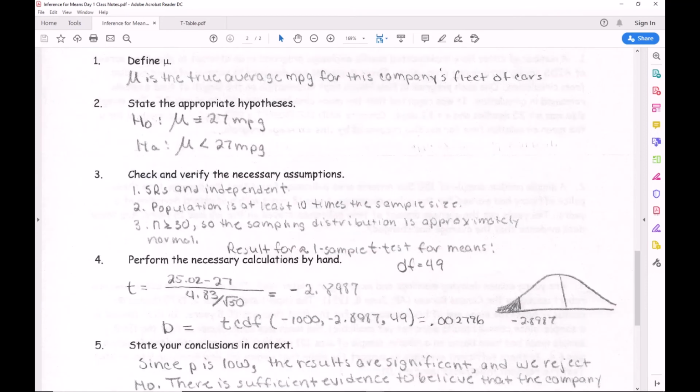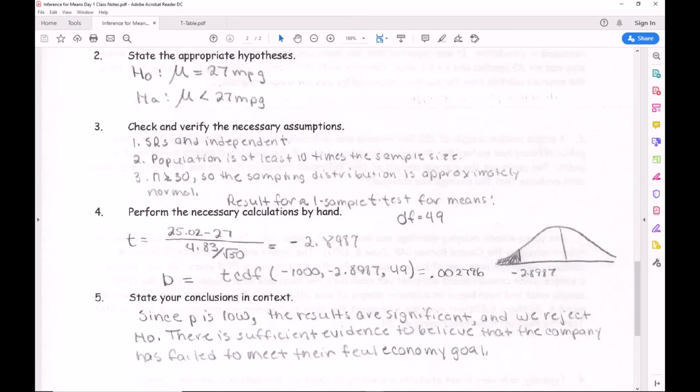So here we go. Mu is the true average miles per gallon for this company's fleet of cars. It's pretty much what it is. H0 is equal what they want, 27 miles per gallon. That means they've attained their goal. Anything below that, and they haven't. So you see how this splits right at 27?